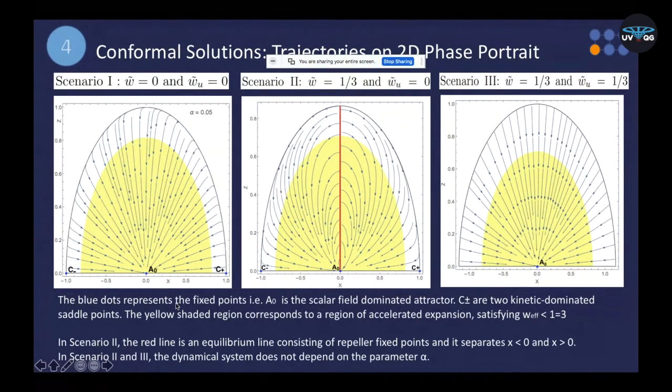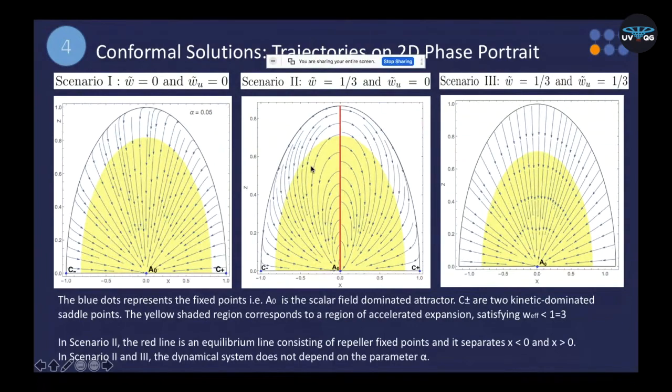So the blue dots represent the fixed points that I was talking about, and A naught is a scalar field dominated attractor. The C plus and C minus are two kinetic dominated saddle points, and the yellow regions correspond to a region of accelerated expansion. In scenario 2, there's a red line. This is an equilibrium point consisting of repeller fixed points. It separates x less than 0 and x greater than 0.